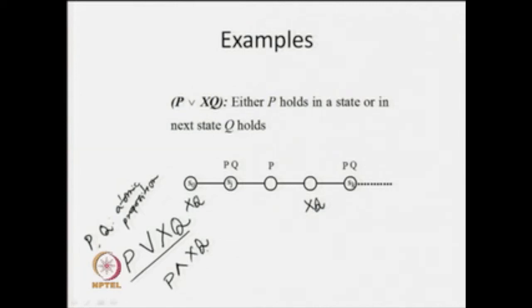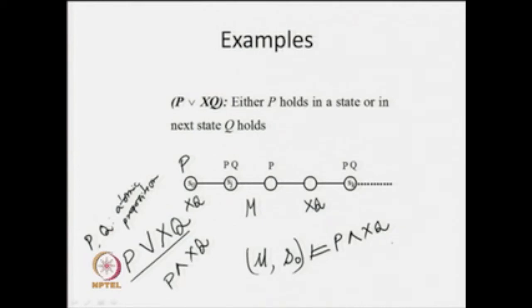Now, I will slightly modify the labeling of this particular state machine. I said that in S0 also P holds. Now, in this case in S0 we will find that both P is true and next Q is also true. That means, if this is my model M, then in state S0 of model M, P and X Q hold.